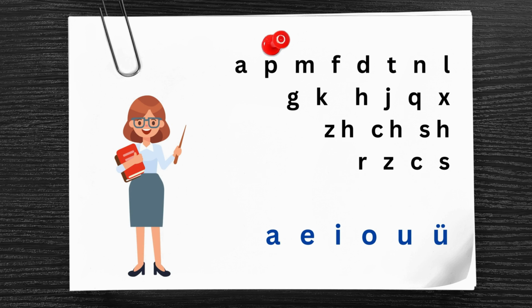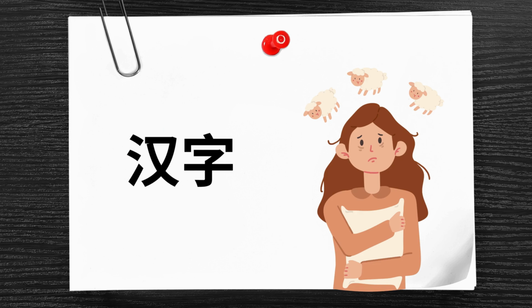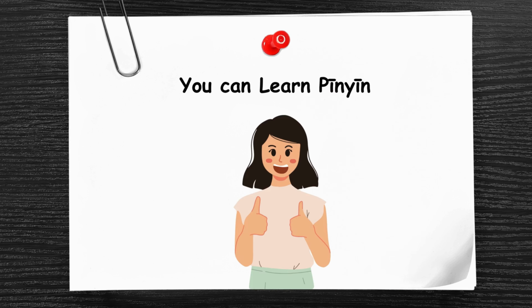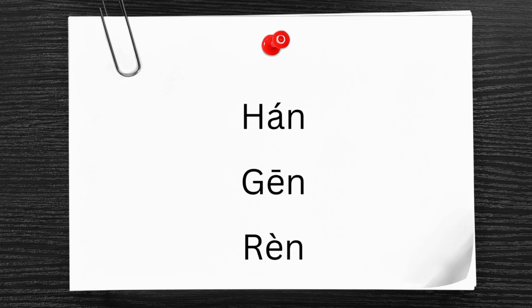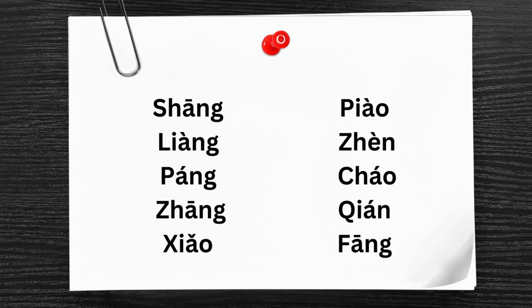Now you know how to say all the pronunciations. I think you have a good idea to read Pinyin. If you don't want to learn Chinese characters immediately, you can learn how to read Pinyin properly. Now, let's read these words to practice the sounds we have learned. Hen, gen, ren. Let's read with tones now. Look at these words. Shang, liang, pang, zhang, xiao, piao, zhen, chao, qian, fang.